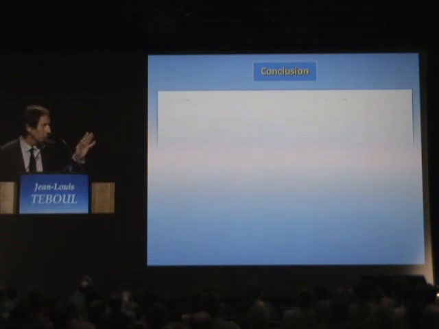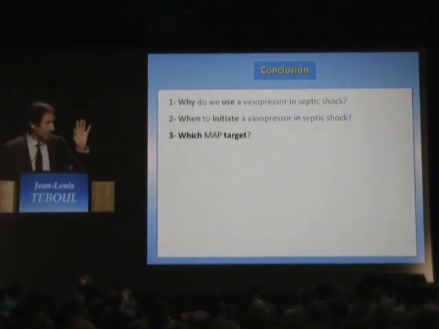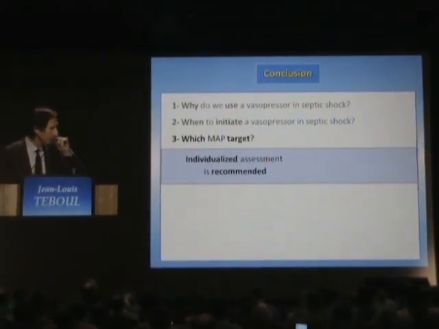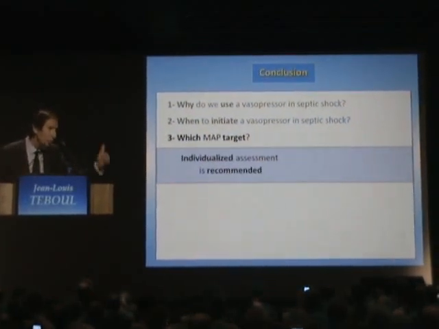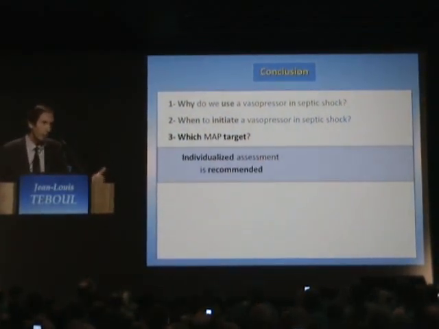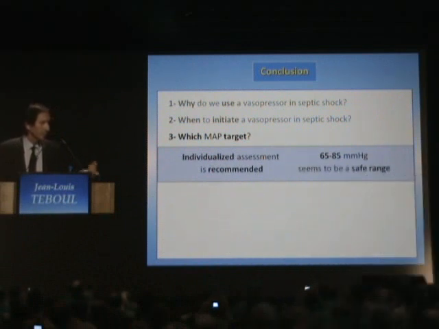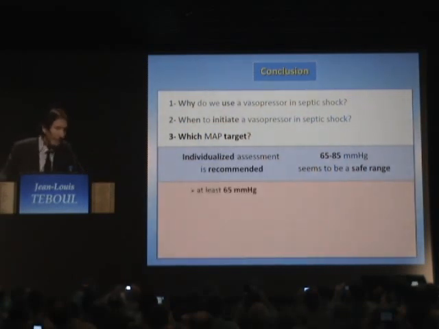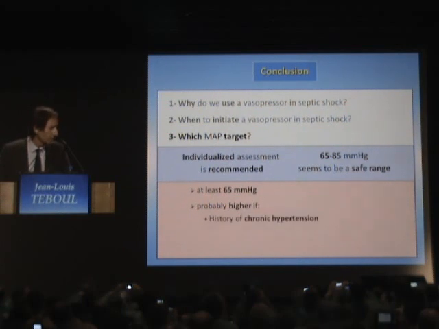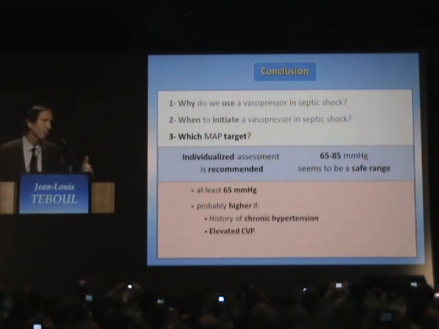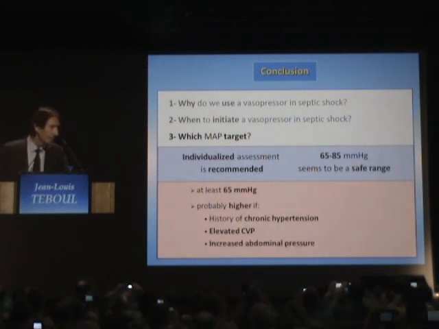So I have to conclude. The main message of this presentation is that we have to individualize our approach between 65 and 85, which seems to be a safe range. At least 65 millimeters of mercury, and probably higher if there is a history of chronic hypertension, elevated CVP, or elevated abdominal pressure. Thank you very much.